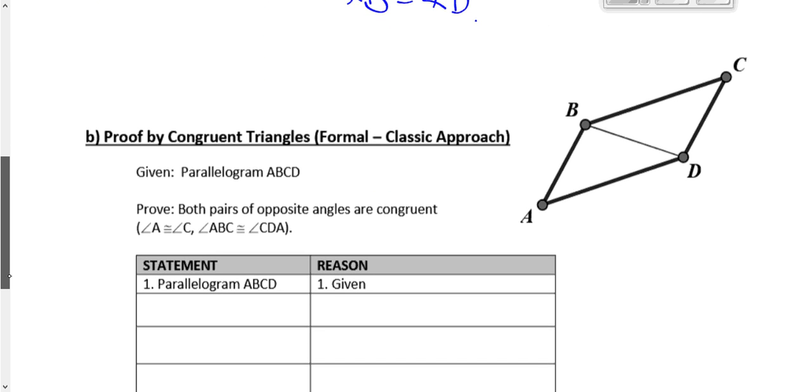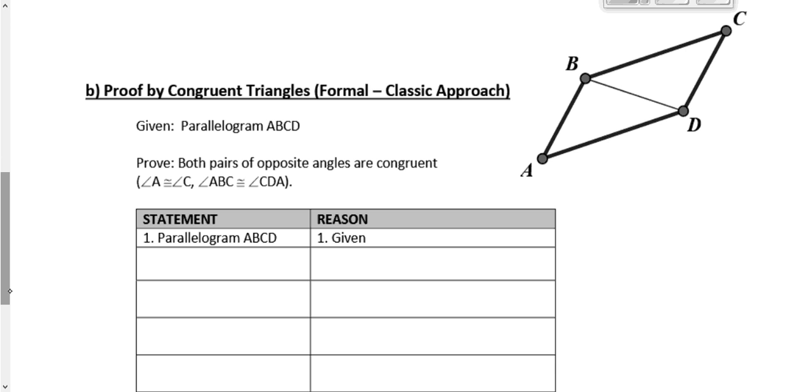So, down here, we're given parallelogram ABCD. What do they want us to prove? Both pairs of opposite angles are congruent. Now let's work with one at a time. Before we start writing anything, we have a parallelogram, and we want to prove, say, angle A congruent to angle C. Let's just start with that. We'll deal with the other angles in a minute. All right?